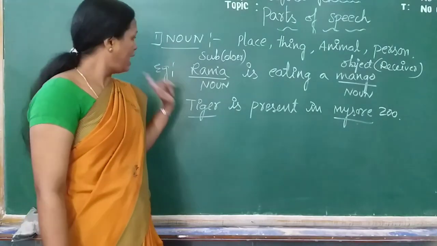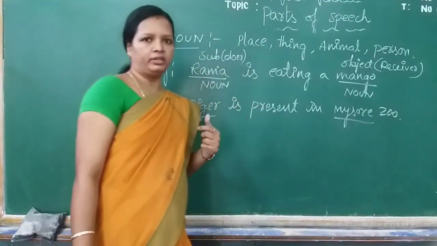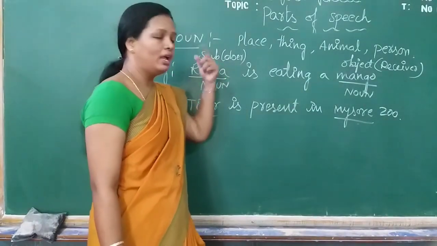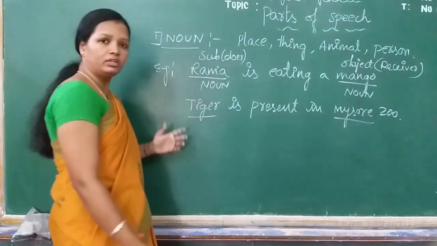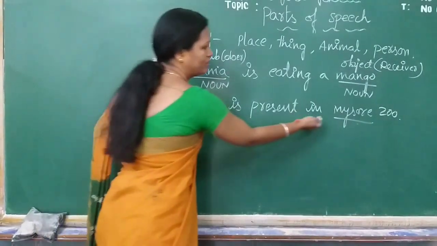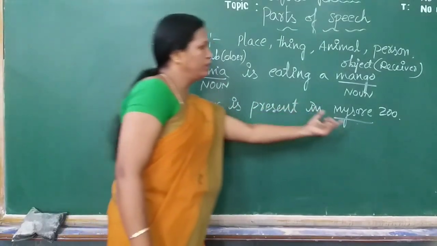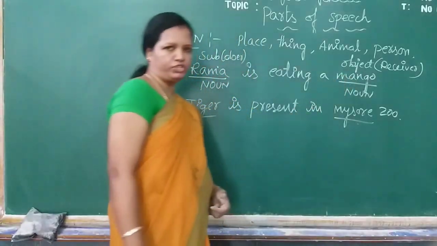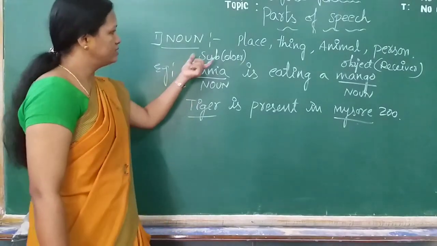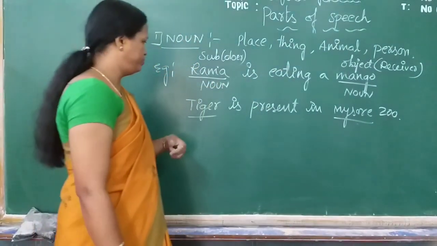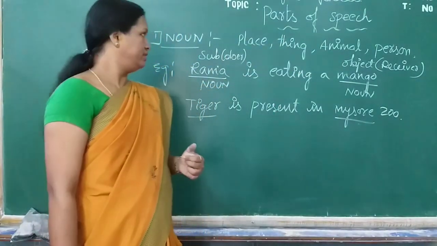So noun can act as a subject as well as an object. So which is one doer and another one is a receiver. So is it clear, children? So tiger is present in Mysore Zoo. Here in this case, tiger is a subject and Mysore is an object. Okay, so this is how the noun can act as a subject as well as the object. So this is the doer and another one is a receiver.